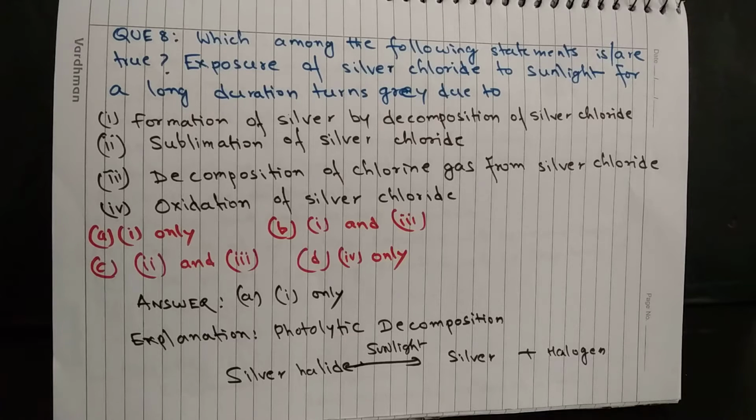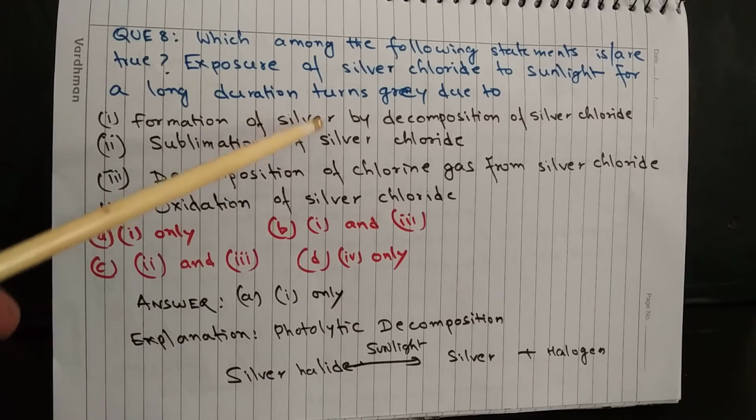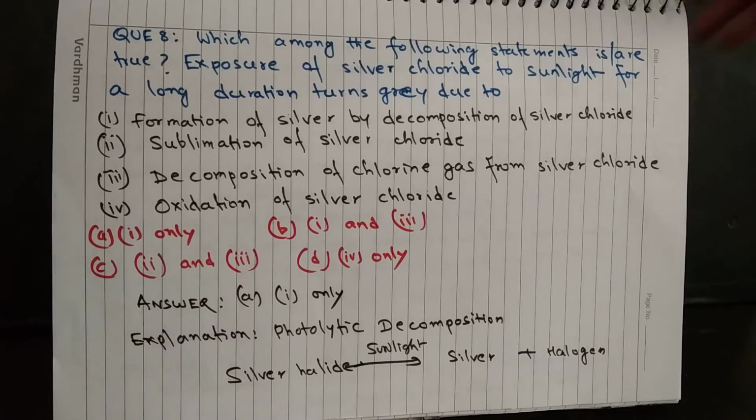We know that silver halide undergoes photolytic decomposition. This means when silver halide is kept in sunlight, it decomposes into silver and halogen, and the same reaction is taking place here, that because of decomposition of silver halide, silver is being formed.